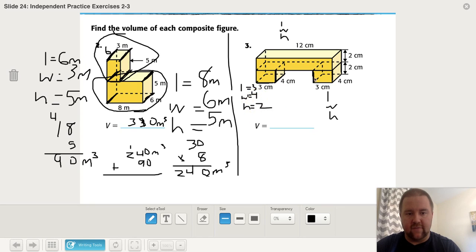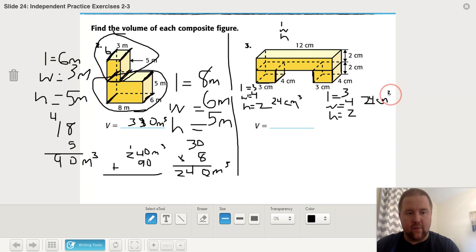Which is the same for this shape because this is the same. So length of 3, a width of 4, and a height of 2. If I multiply them all together, that would give me 24 cubic centimeters. Okay? So both of these are going to be 24 cubic centimeters.